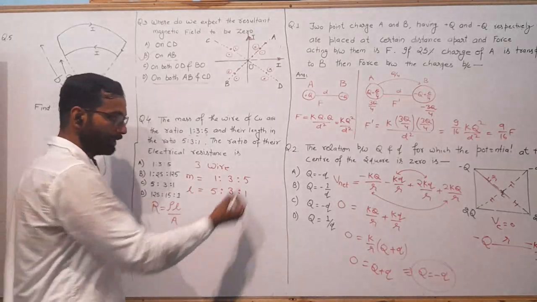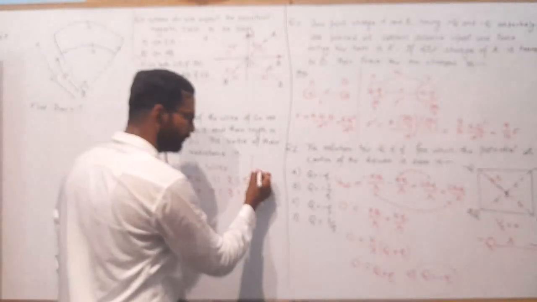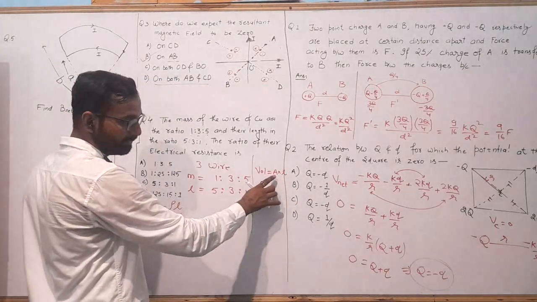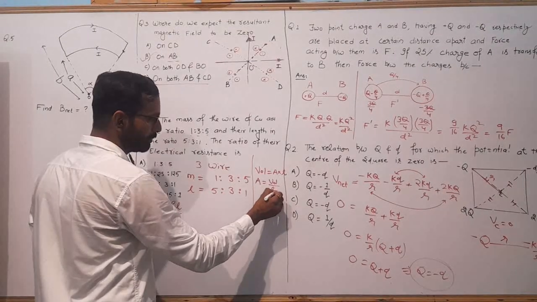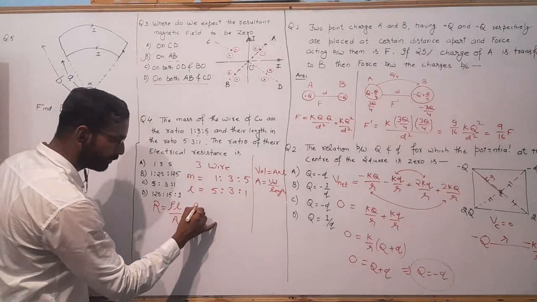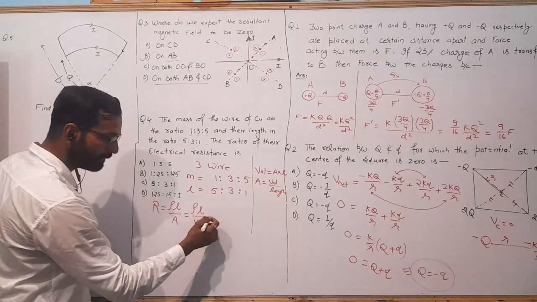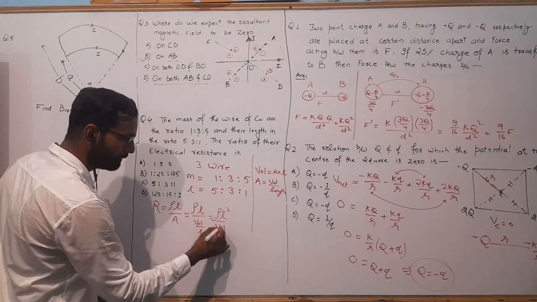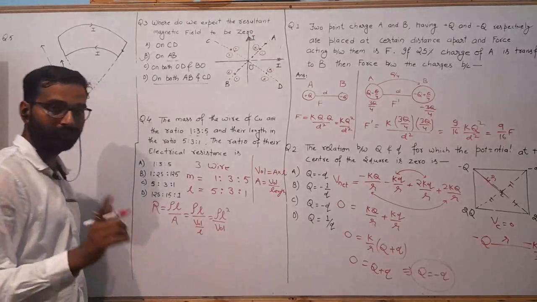First of all, we know the relation between volume and area: volume equals area into length. Here, area equals volume upon length. We put the value of A in this formula, so we get rho L upon (volume upon length). Length goes upward, so rho L square upon volume. But this is not yet converted into mass form, but we know one other formula.